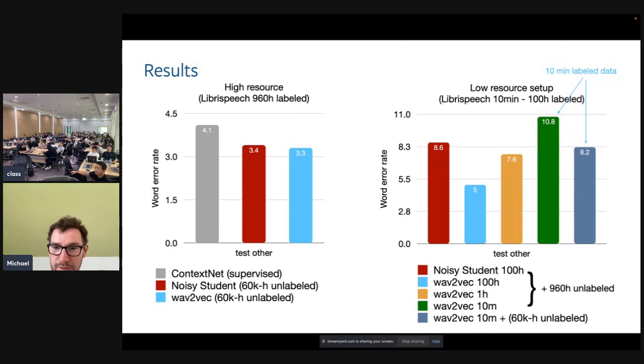And if you use 10 minutes of data, to give you an idea, that's about 40 sentences of people speaking, and this is how you train a speech system. You do a little bit worse at 10.8, but it's still remarkable that it worked. And if you use more unlabeled data, that's the last bar, instead of 960 hours you use 60,000 hours, you can get back to the performance of the noisy student model. So you can do better than the best system at the time with just 10 minutes of data instead of 100 hours.